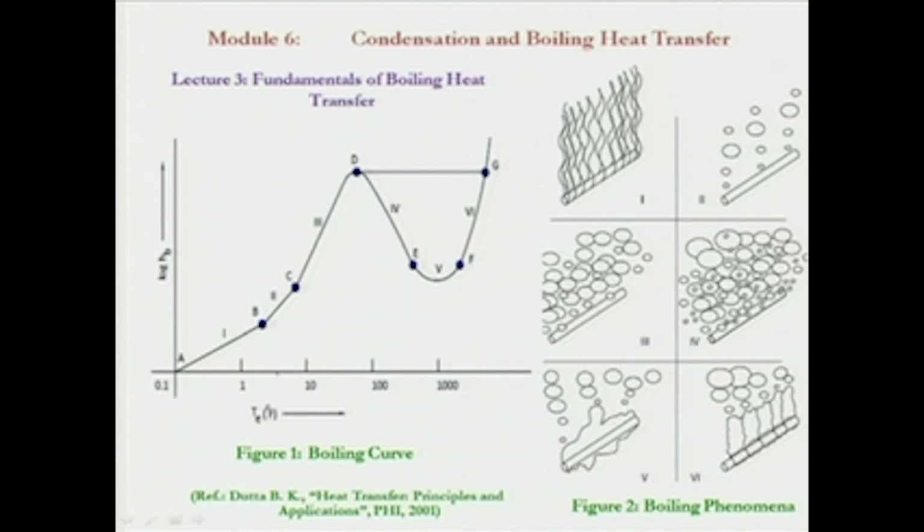Now, if you see from the figure, in figure 2 here, we can understand regime 1. It is a region in the boiling curve, also called the free convection or interfacial evaporation region. Now, what happens in this region?